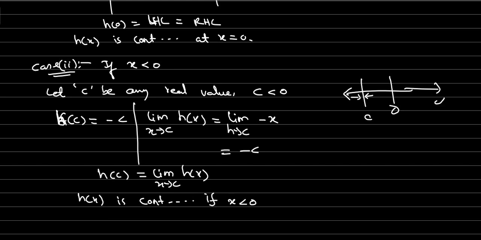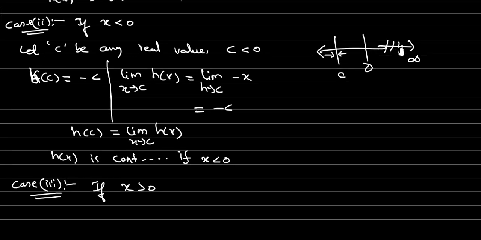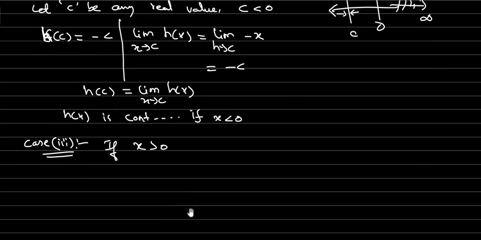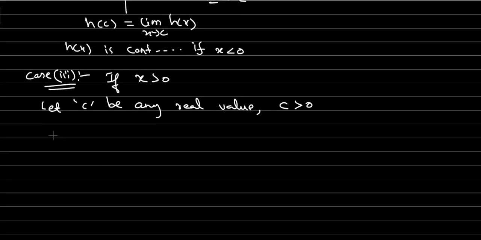Then finally we need to check the continuity for the interval where x is greater than 0. If x is greater than 0, we also have infinitely many real values in this interval, so I'm going to have a common name. Let c be any real value, and at the same time c should be greater than 0. To check the continuity, we need the exact value and the left hand limit and right hand limit.